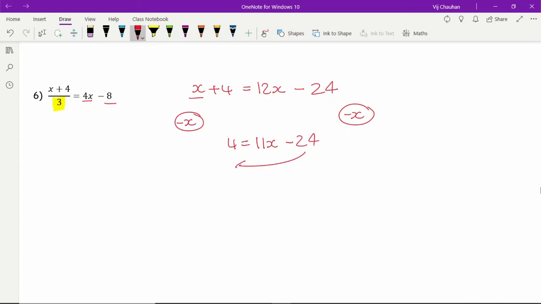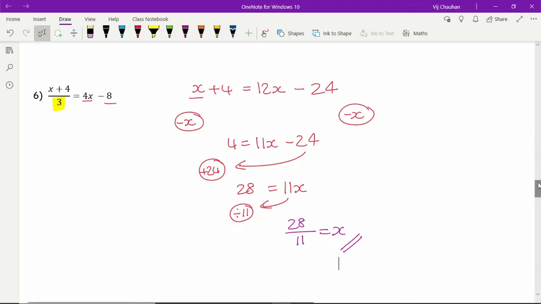Then get rid of the 24 by adding 24. So I've got 28 equals 11x. And then we want to get rid of the 11. And just get rid of that 9, because I know why I wrote it, but it's just in case, not necessary at this point. So what I end up with is 28 over 11 equals x, which doesn't simplify, so there we go.